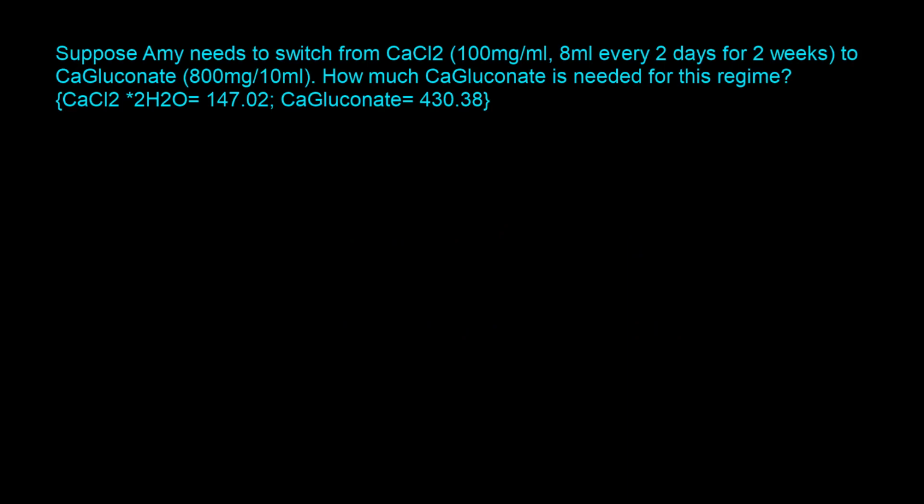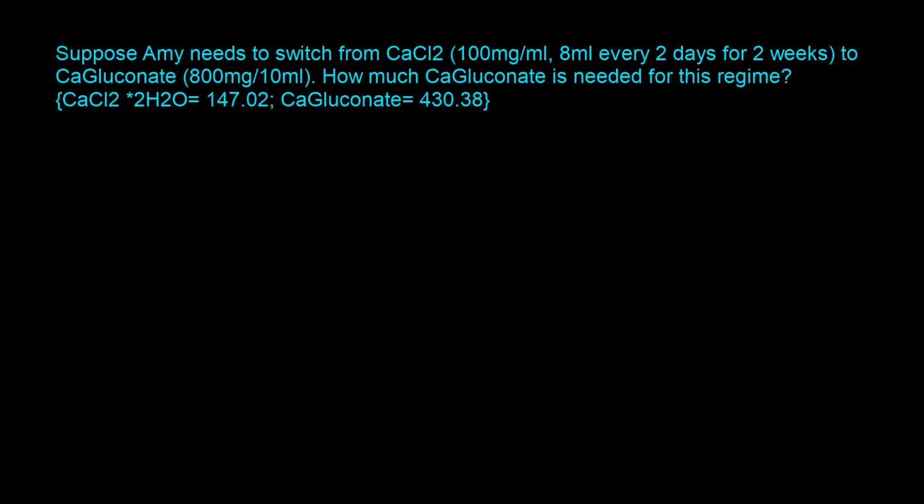The question says, suppose Amy needs to switch from calcium chloride, which has a concentration of 100 milligrams per milliliter and is taking 8 ml every 2 days for 2 weeks, to calcium gluconate, which has a concentration of 800 milligrams per 10 ml. How much calcium gluconate is needed for this regimen? Molecular weight of calcium chloride dihydrate is 147.02 and that of calcium gluconate is 430.38.